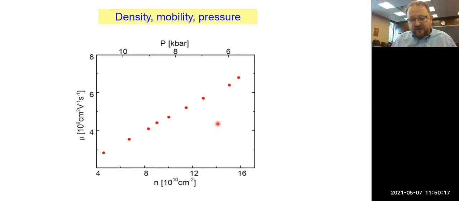And so as we increase the pressure, this is a kind of strange plot because the pressure is on the top axis and the density is on the bottom axis. These two quantities depend linearly. So as the pressure increases, the density actually is going to go down. Keep that in mind. And of course, as the density decreases, the mobility will also drop.